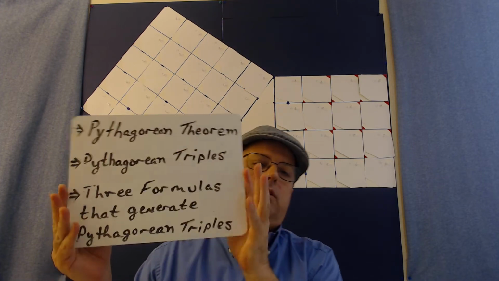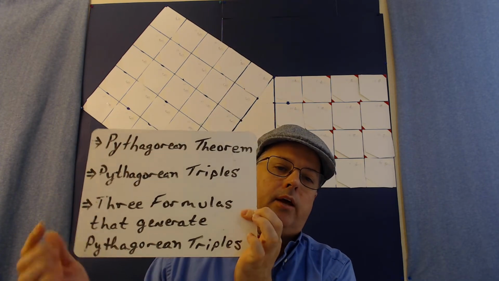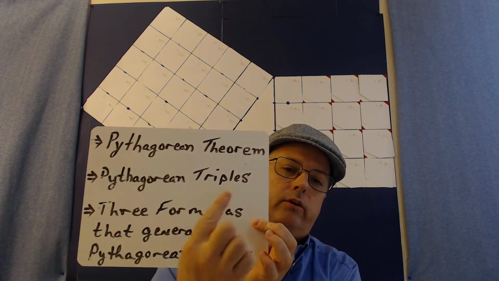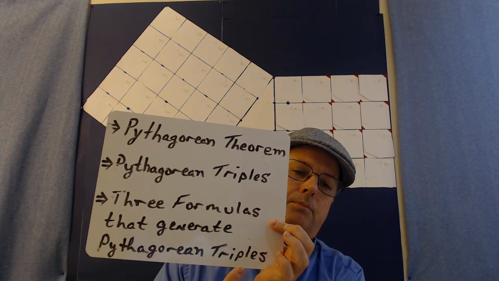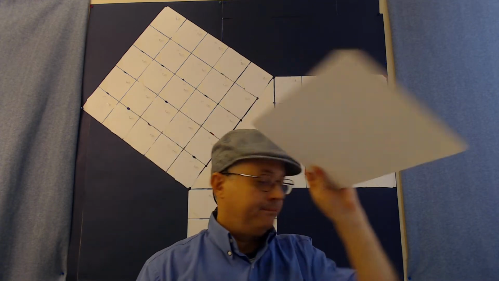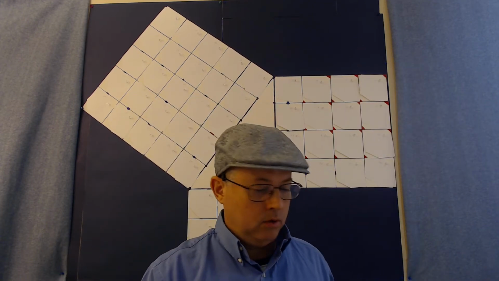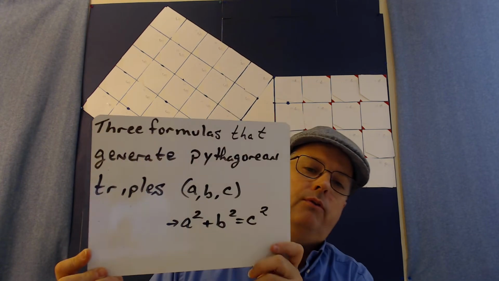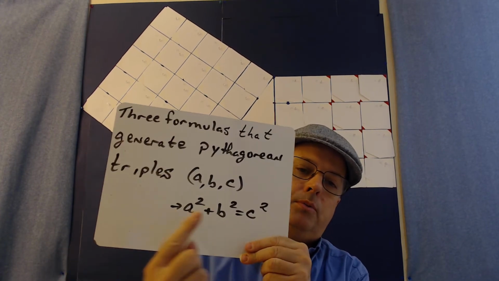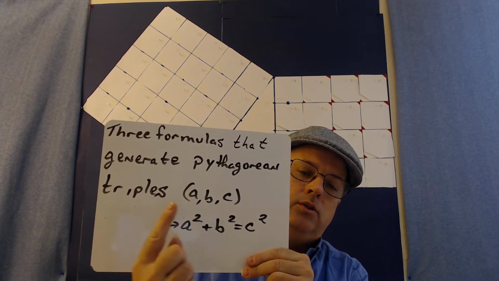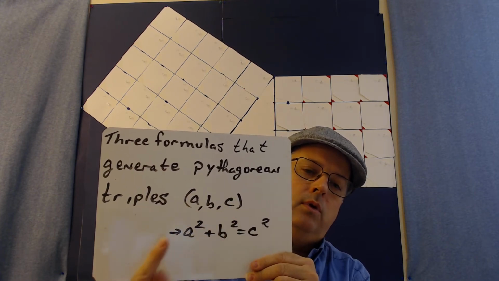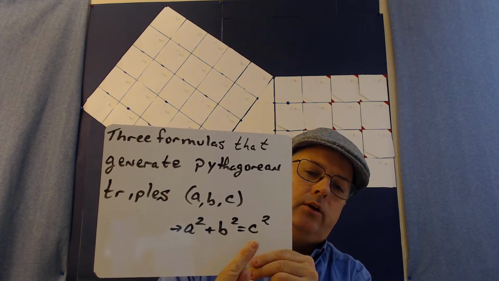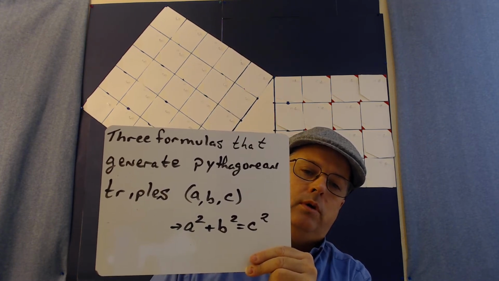And in this series of videos, we have been talking about the Pythagorean theorem, Pythagorean triples, and three formulas that generate Pythagorean triples. So let's remember what those three formulas are. Here's A, B, and C, a Pythagorean triple that is a solution to the Pythagorean theorem, a squared plus b squared equals c squared.